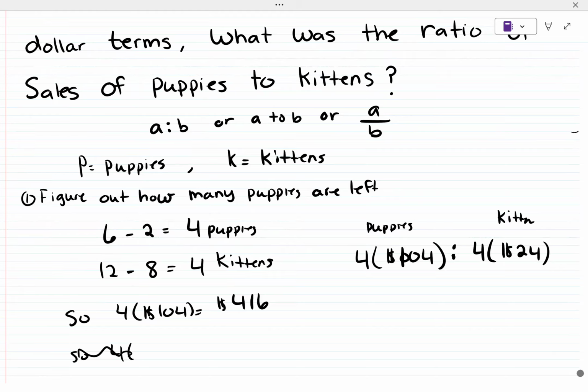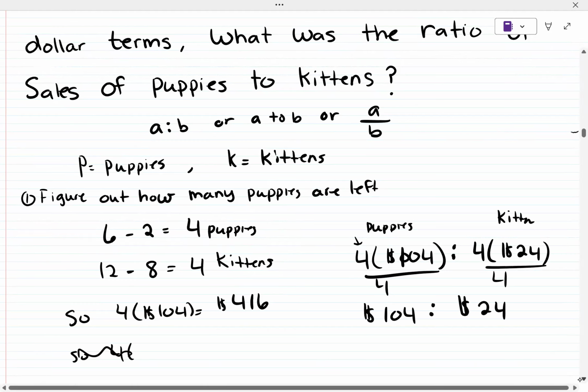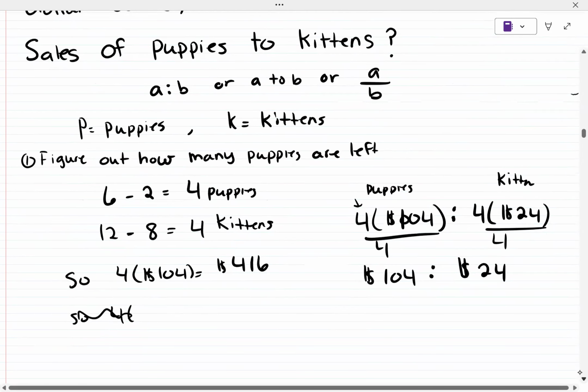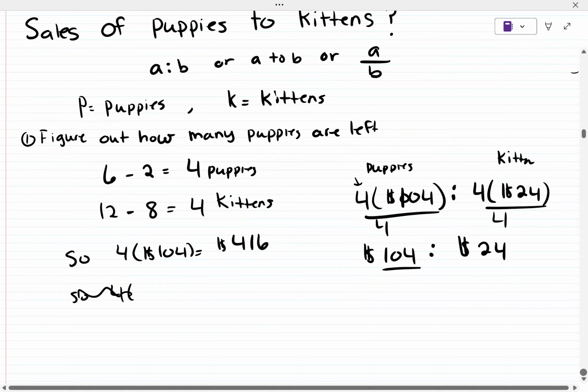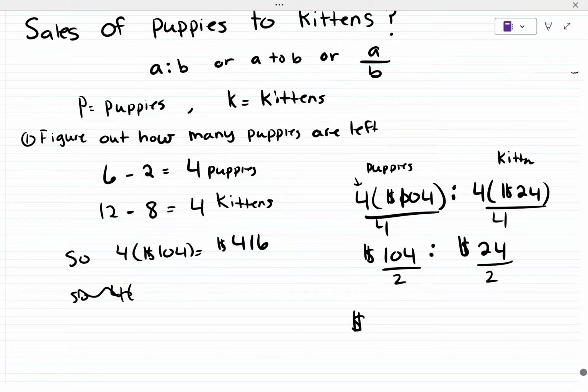Okay, can we leave it like this? No, we can get rid of these 4s, so we can divide both sides by 4. And I get 104 to 24, right? And can we leave it like this? No, I think we could reduce it one more time by 2. So 104 divided by 2 is 52, and 24 divided by 2 is 12.